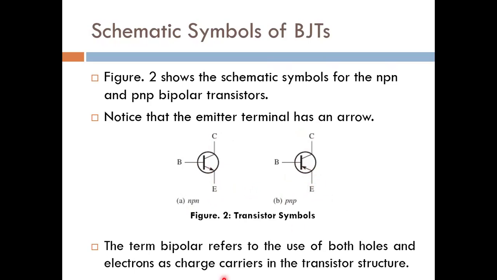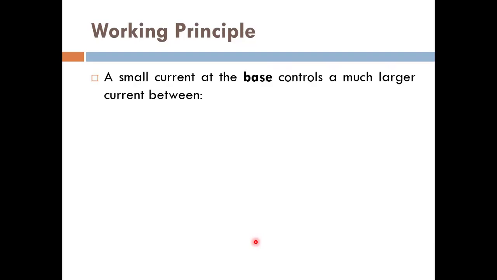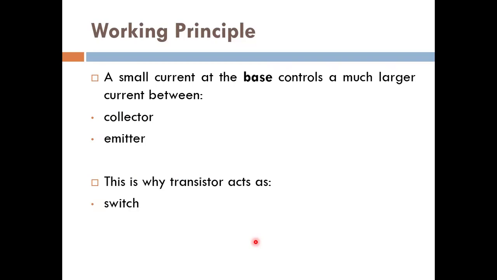So again, the term bipolar refers to the use of both charge carriers, which is electrons and holes. Now, if we talk about the working principle, that's very simple. A small current at the base controls a much larger current between collector and emitter. And that's the reason the transistor either acts as a switch or as an amplifier. So usually we take the output in between these two terminals, which is collector and emitter, while we control the input from the base.